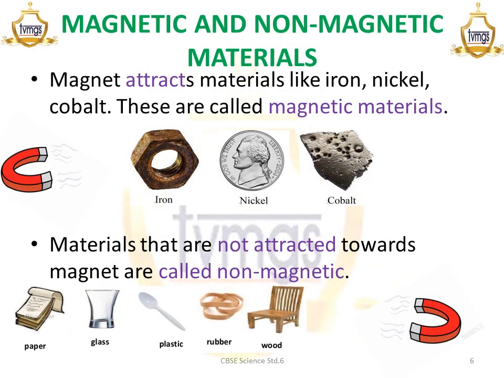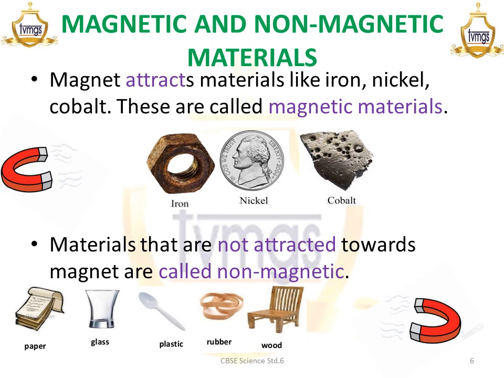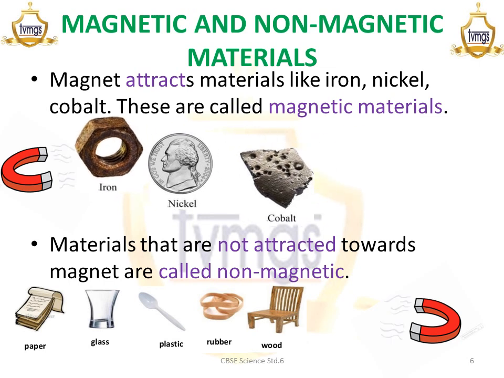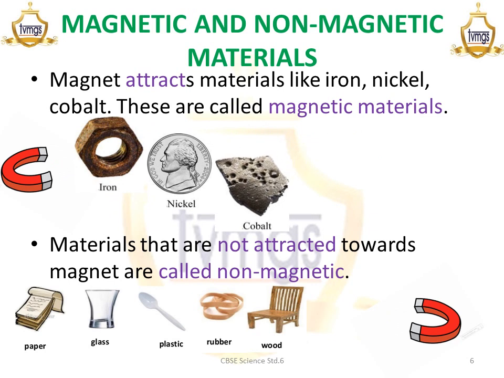It's essential to remember that materials can be of two types, magnetic and non-magnetic. Materials that can be attracted by a magnet, for example iron, nickel or cobalt, are called magnetic materials. Materials that are not attracted towards a magnet are called non-magnetic materials, for example, paper, glass, plastic, rubber, wood, etc.